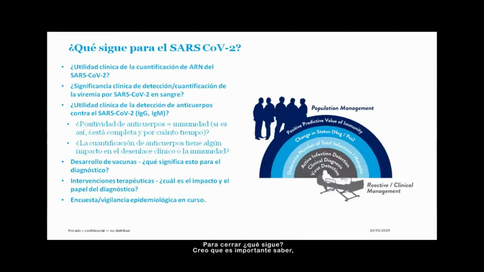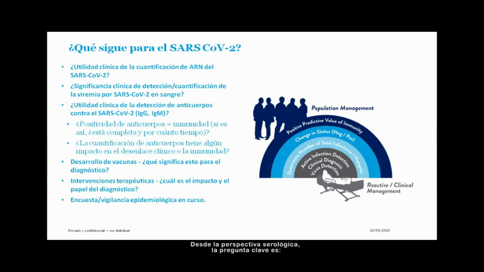So in closing slide, what's next? I think it's important to know how much virus is present in a person. Is that important? So RNA quantitation could be significant. If RNA is present in the blood, and how much, could be an important question to answer if we link that to clinical progress or the clinical picture.